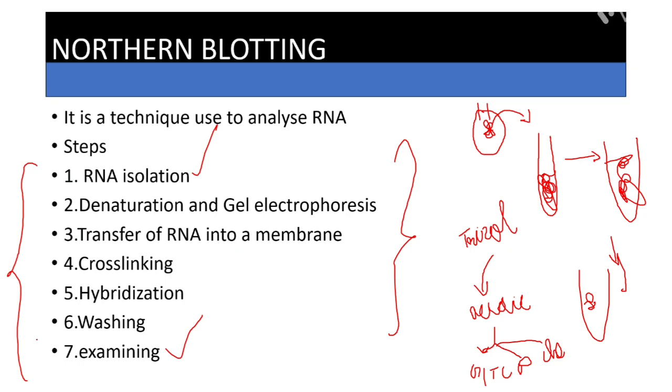So next is the denaturation and gel electrophoresis. Once RNA is isolated, there are chances that the RNA will form a bond with itself. That is, it may get transformed into its secondary structure by forming a bond with itself. So in order to prevent that, we will denature the RNA first, in order to prevent the formation of secondary structures.